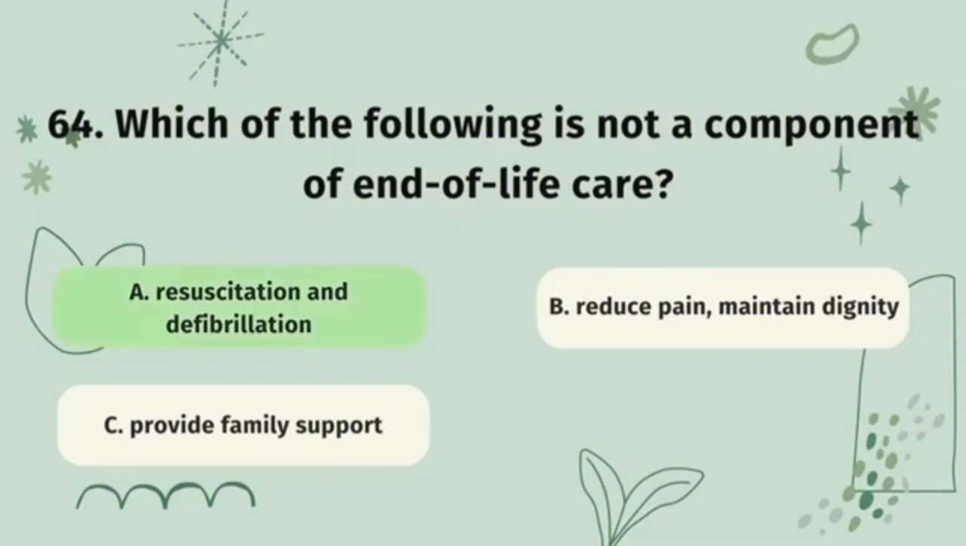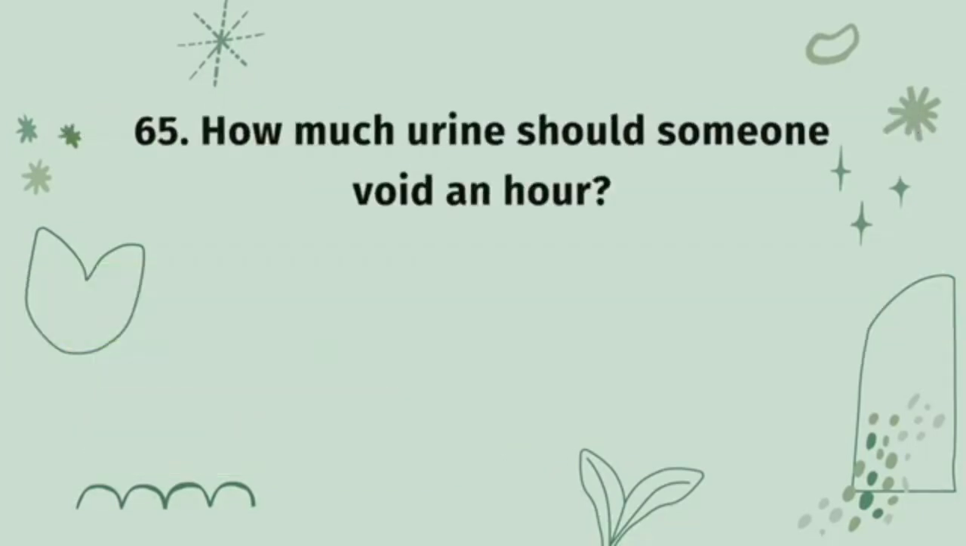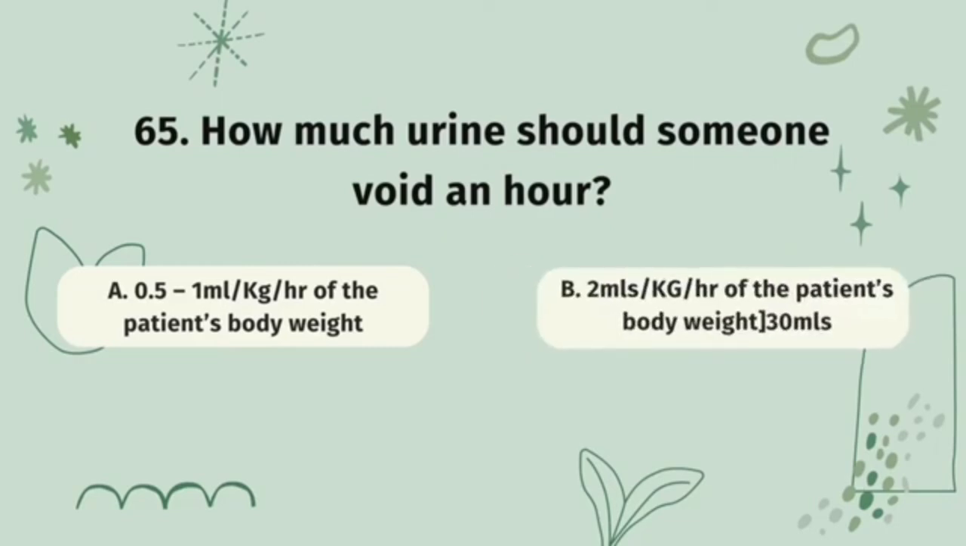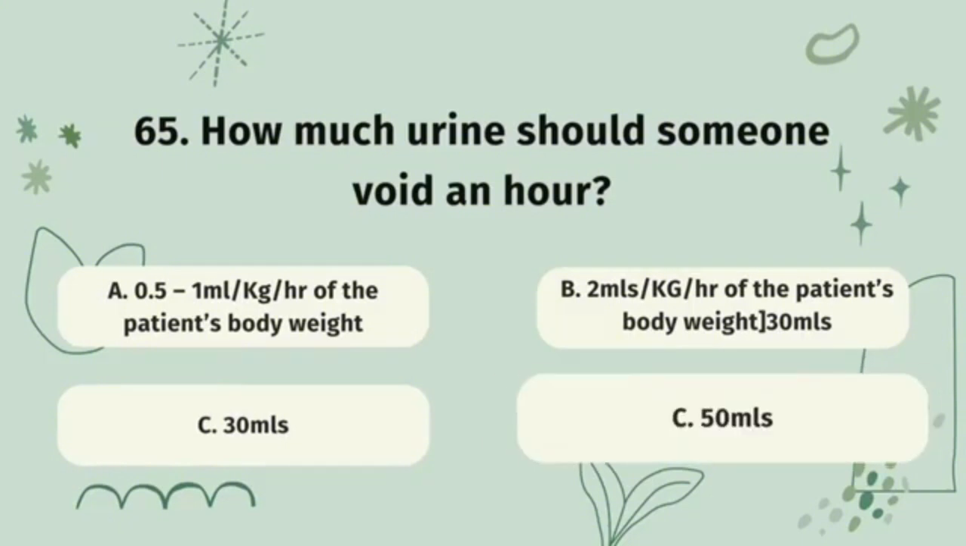The correct answer is A. Question 65. How much urine should someone void an hour? Option A. 0.5 to 1 ml per kg per hour of the patient's body weight. Option B. 2 milliliters per kg per hour of the patient's body weight. Option C. 30 mls. Option D. 50 mls.